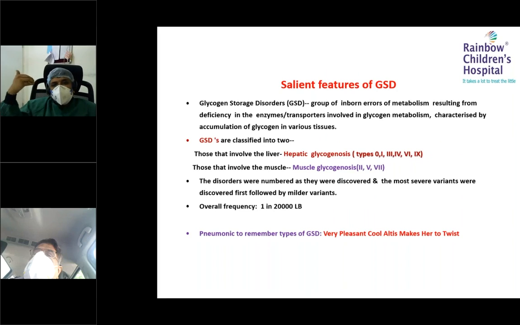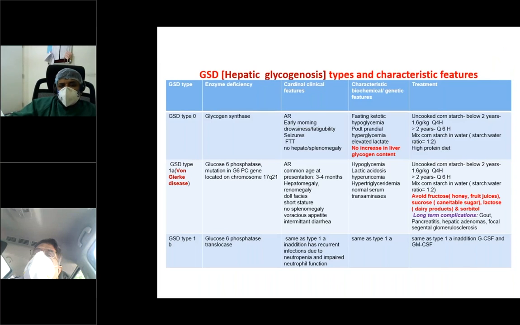Now, coming to the salient features of GSD, as all of us are aware, there are two types of glycogenosis. One is the hepatic glycogenosis, another is the muscle glycogenosis. Okay, and there are so many other types, and they have been described in the order of when they were discovered. And this slide shows the cardinal features of various types of GSD.